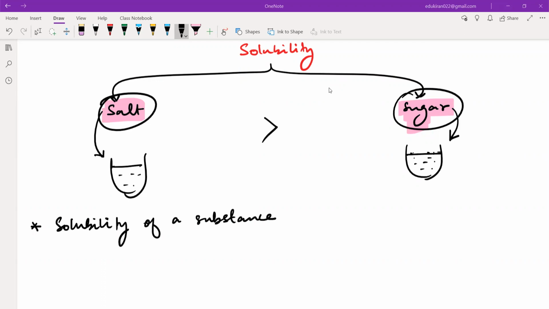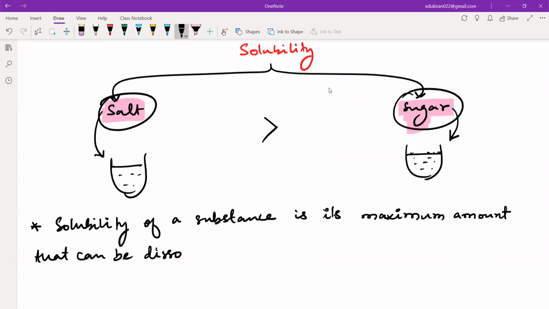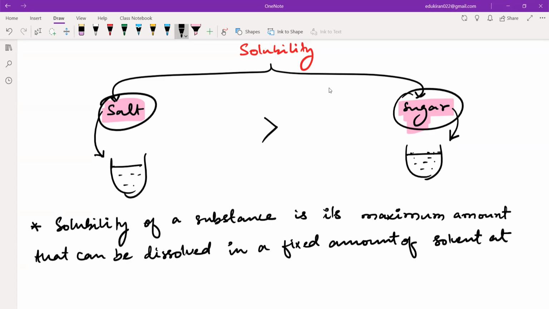Yes. Solubility of a substance is its maximum amount that can be dissolved in a fixed amount of solvent at a given temperature. Okay, so please write this down.